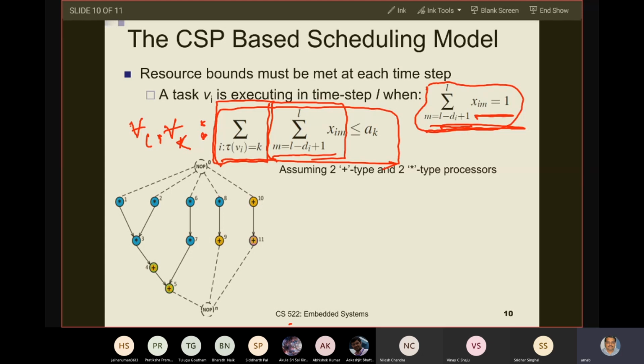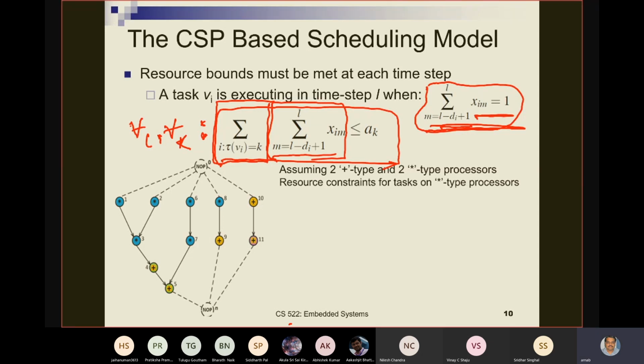If you have this, then resource constraints on start type processors. So what will it be? At time step 1, we are doing this for all time steps, and for each time step and for each type of processor, for all L and for all K. I told you that inside the constraint you have the L and K fixed. Hence we are seeing the constraint for the start type of processor at time step 1.